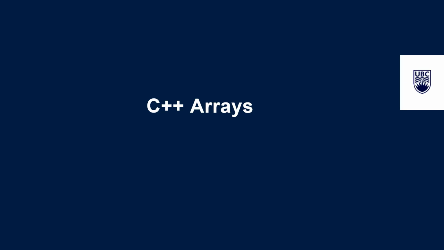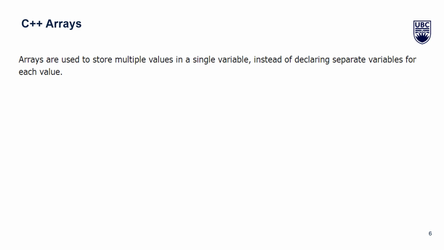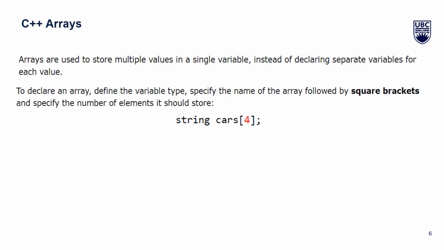Now let's talk about C++ arrays. Arrays are used to store multiple values in a single variable instead of declaring separate variables for each value. To declare an array, we define the variable type and then specify the name of the array followed by square brackets. These square brackets tell us the number of elements inside the array, or the size of this array.